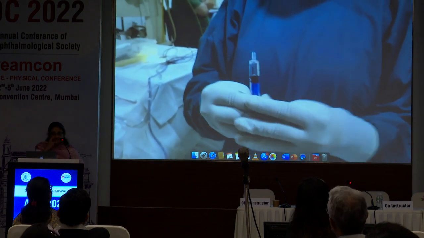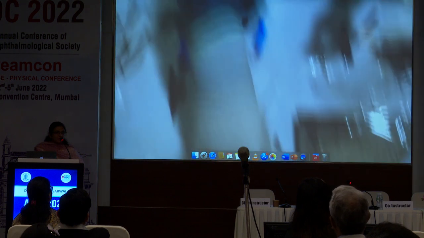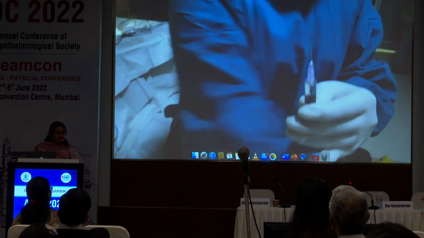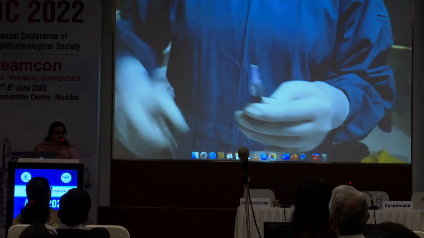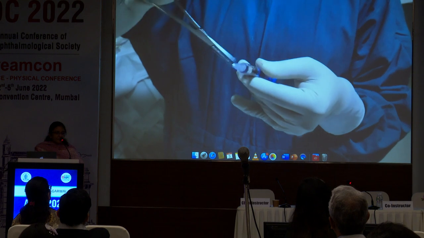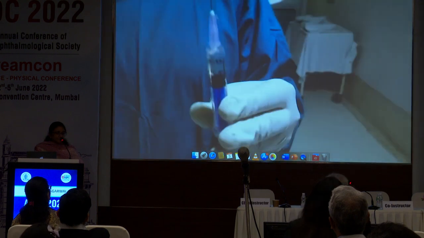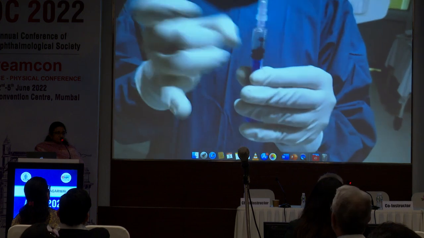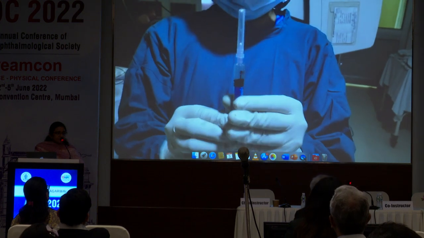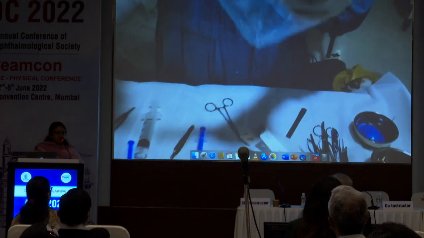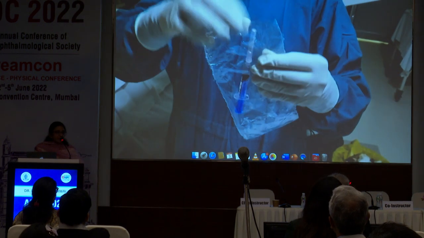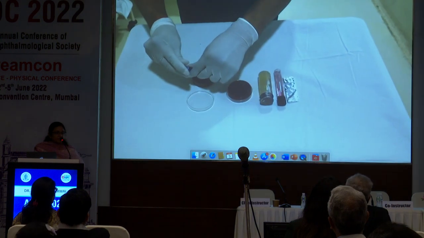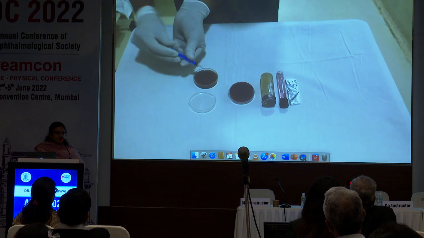Now, once you've got the sample in the syringe, it's a good idea to cover it up with a needle and rotate this needle so that there's no contamination, and cover it up with a sterile cap. We take out all kind of air bubbles that are going to be there in the sample. So either you pack it in a sterile packing, and this is well labeled with patient details and sent to the laboratory for further investigations.